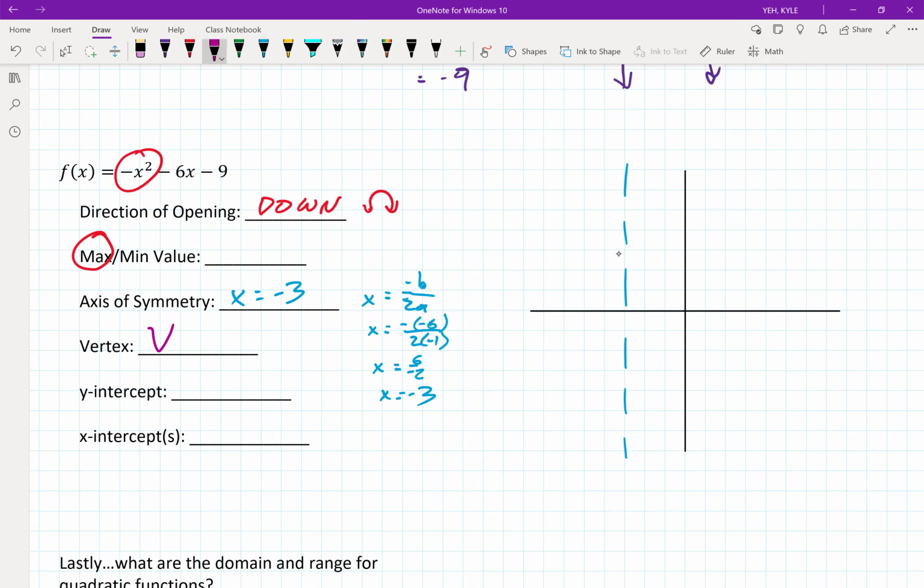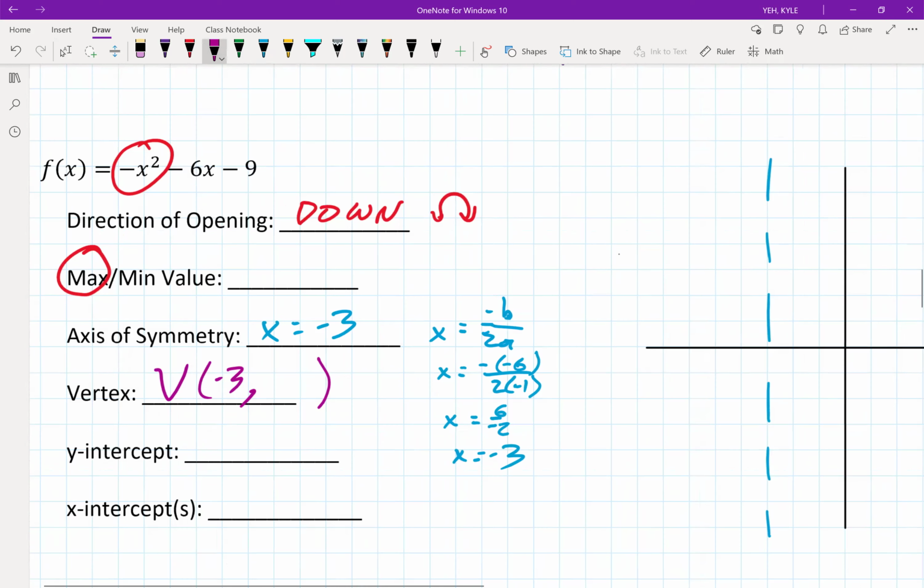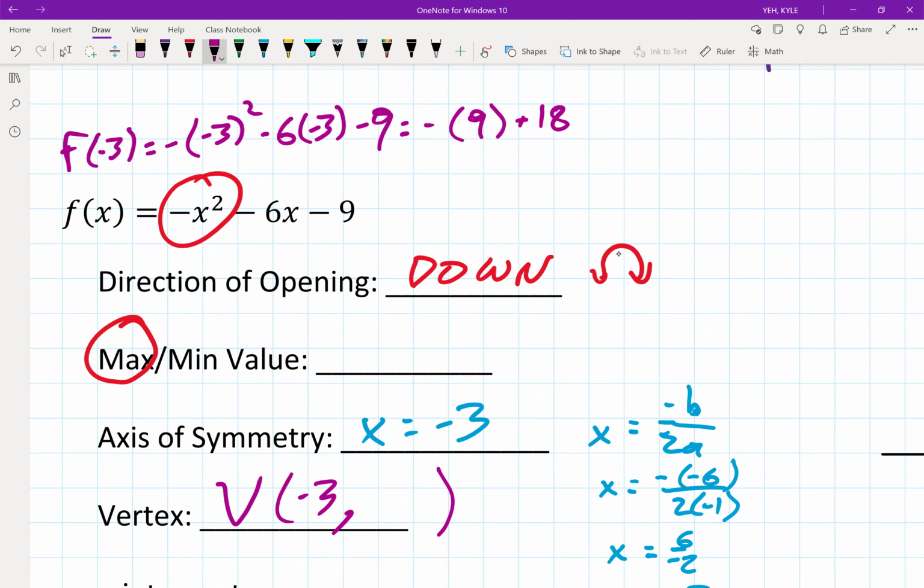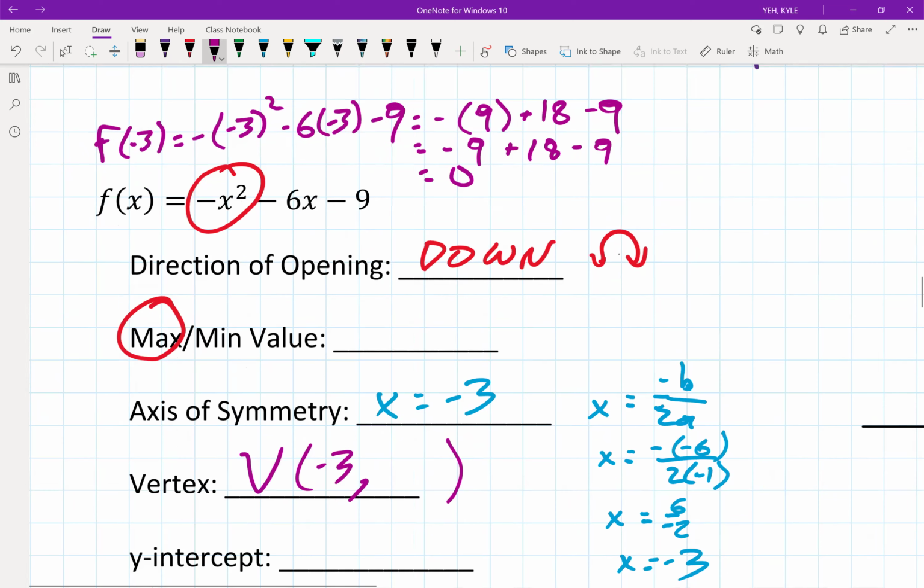That also tells me that negative 3 is the x-coordinate of my vertex. I just need to find the y by plugging in that x value. So f of negative 3 is negative 3 squared minus 6 times negative 3 minus 9. Be careful with your signs and your order of operations. Negative 9 plus 18 minus 9. Looks like that's going to be 0. So negative 3 comma 0.